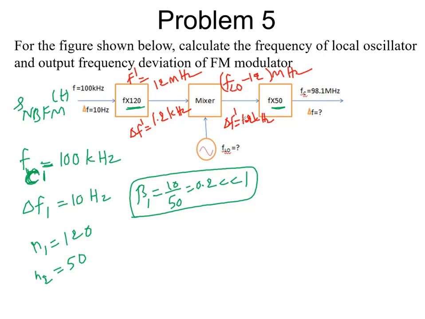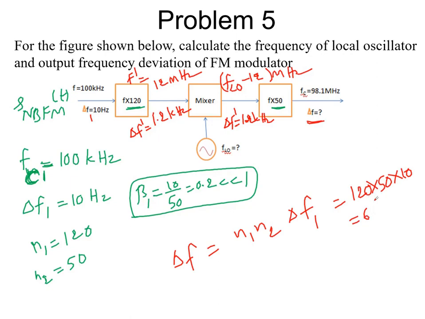Now what is happening to your output frequency deviation del f? Your del f is becoming how much? Obviously you can simply write n1 times n2 times your initial del f. Okay, the initial del f, which may be del f1. Here obviously you can write it as 120 into 50 into 10, which may be 60, then again 3 zeros means kilohertz. Your final frequency deviation is 60 kilohertz, which you can arrive.